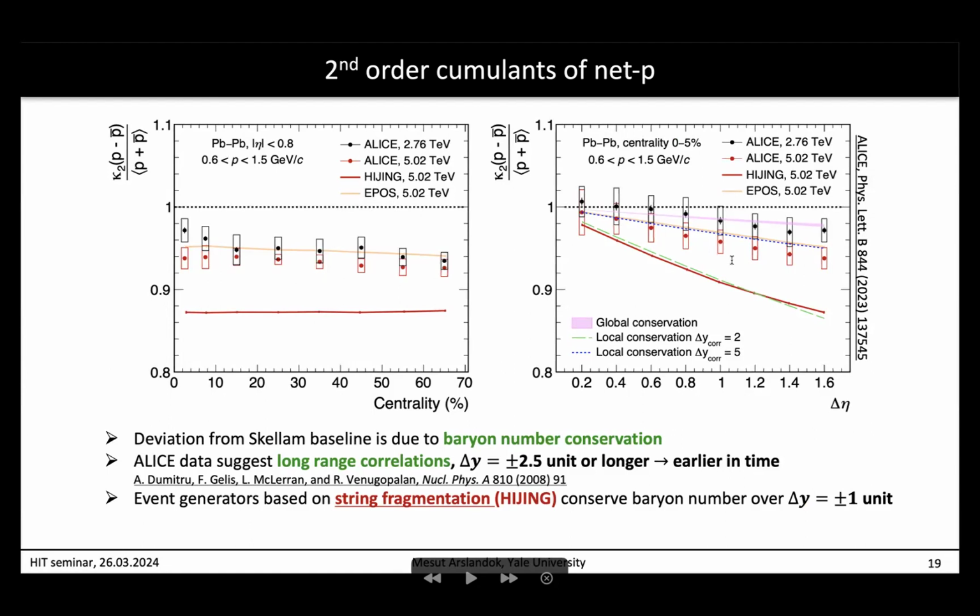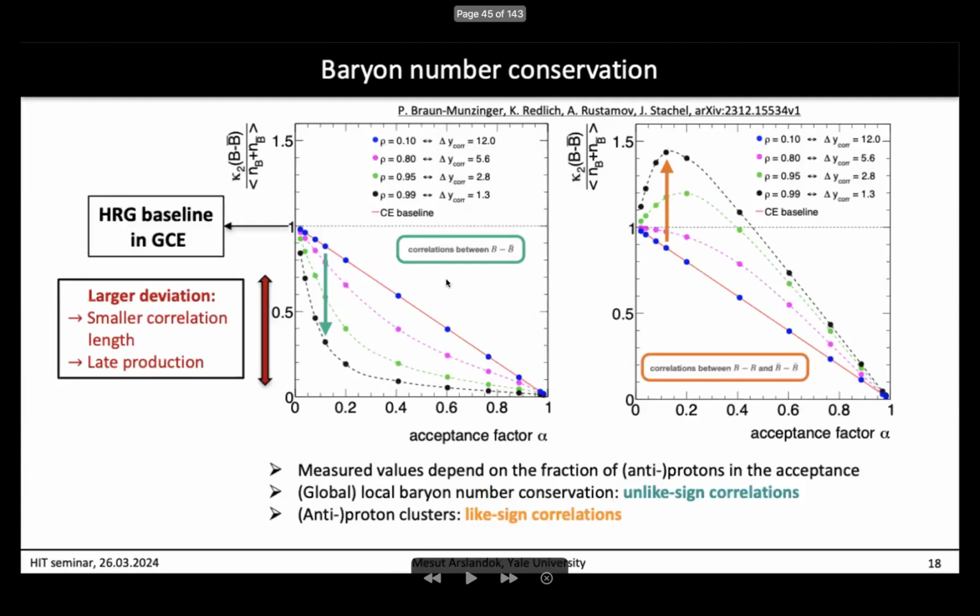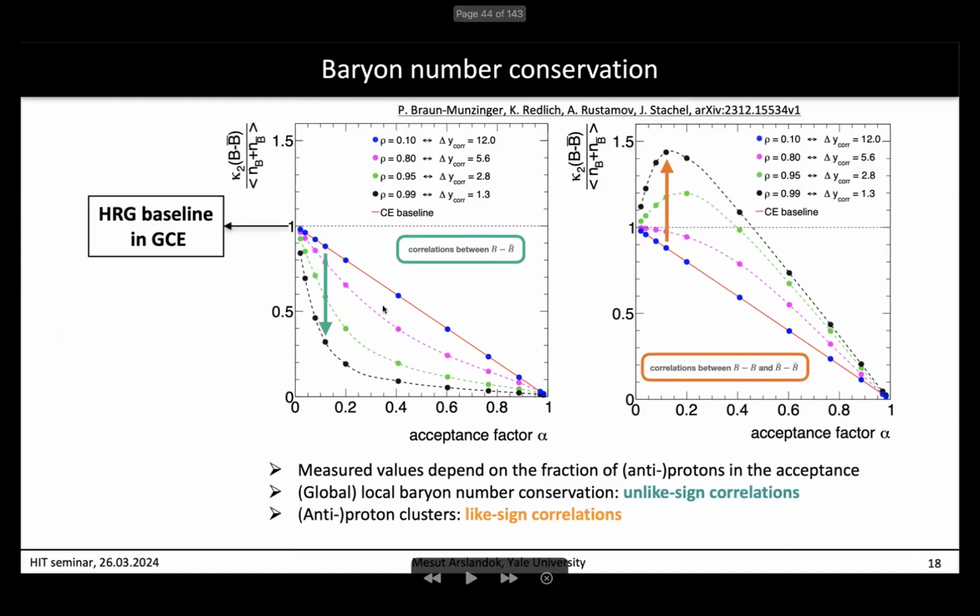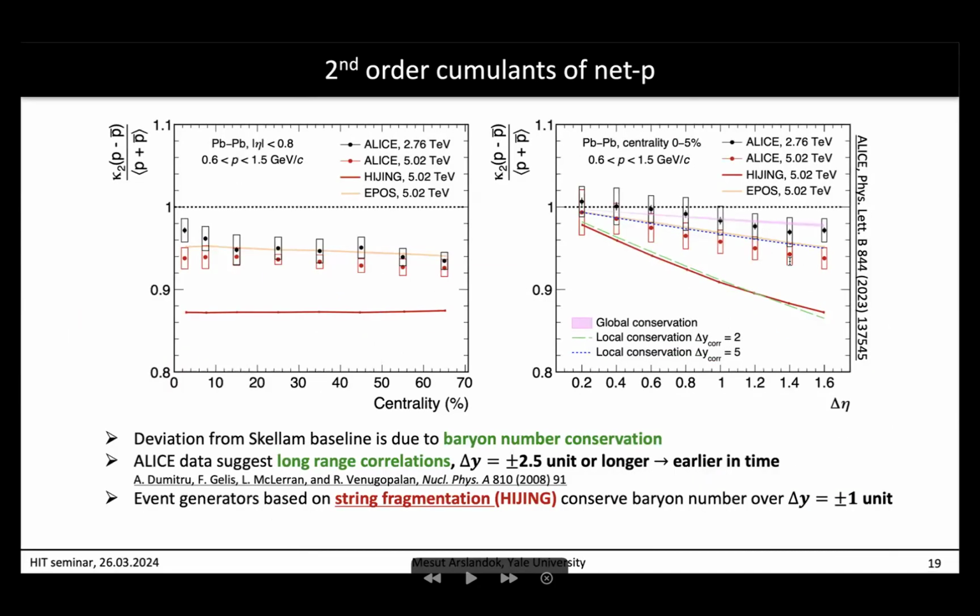And then I can estimate the correlation length from here. For example, the data is deviating very little, but hygiene is very large. So if you go here, hygiene would be like this and data would be more or less like this. It means that data says long range correlation should happen, and hygiene basically says, no, it should be short. The data is completely ruling out the short range correlations. So if you rely on string fragmentation in your hybridization, it is basically not describing your data very well. So this is what we can learn.